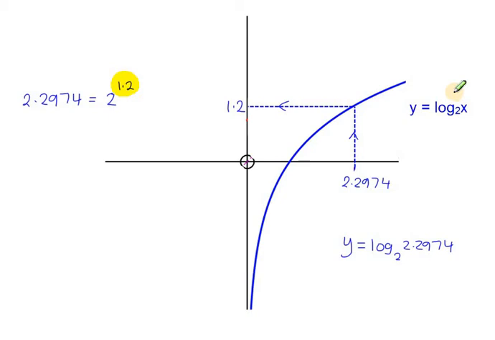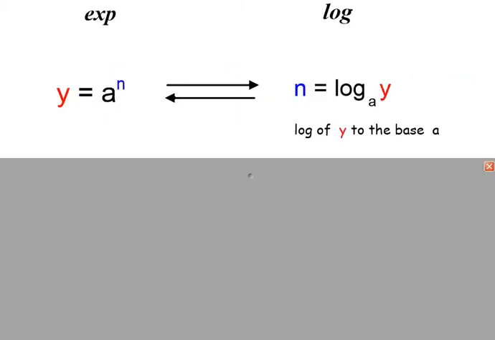It sounds complicated when we say logarithm or logs. It's just powers, but we're looking at inverse powers. So if we have y equals a to the power of n in exponential form, where a is the base, to work out the power, we can write this as the power is equal to log, exactly the same base a, of y. So this is the log of y to the base a.